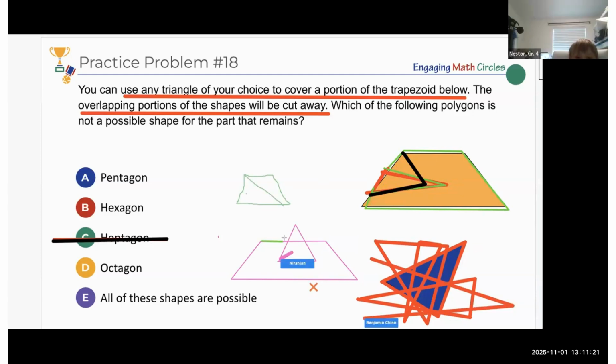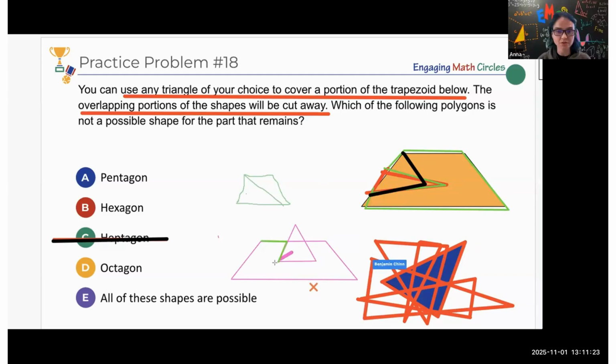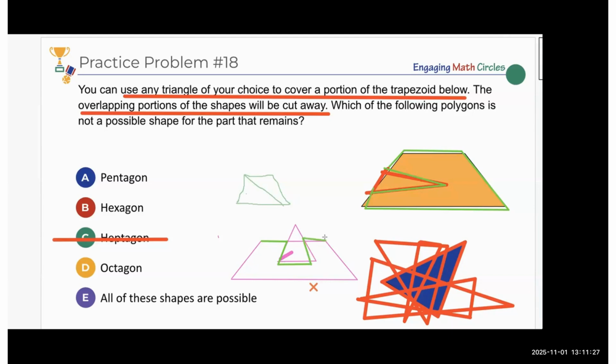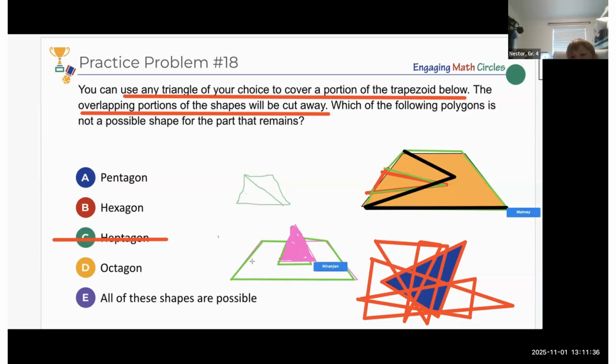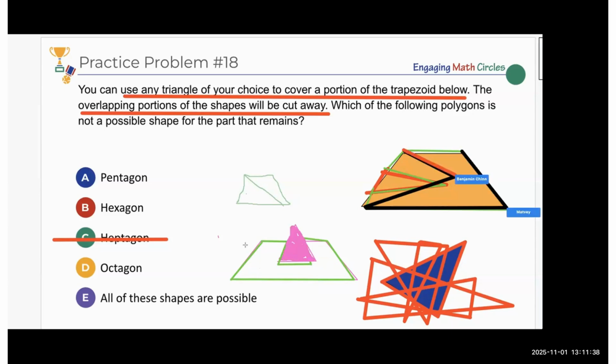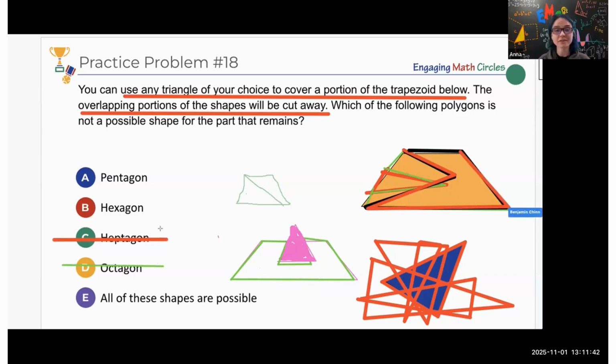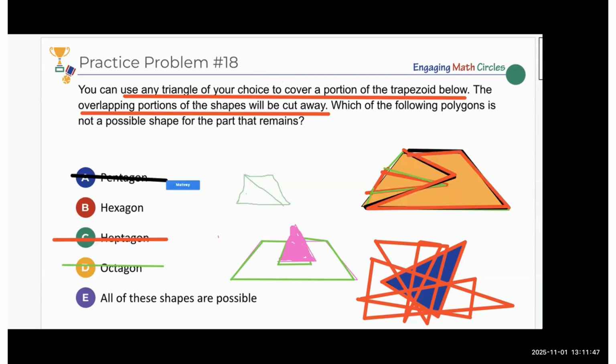Wait a minute, that's an octagon. Let's check this one. One, two, three, four, five, seven, eight. I'm pretty sure octagon is possible. Here is the green one. Wait, we're allowed to not have the entire triangle sitting on the trapezoid, just cover a portion of the trapezoid. So it can be something like this, just sticking out.